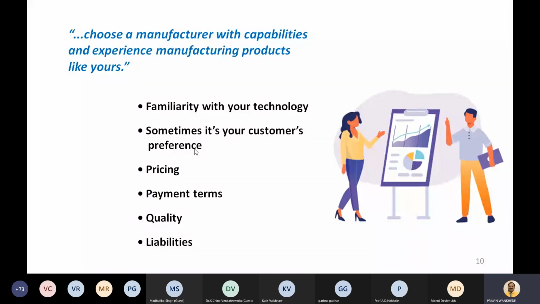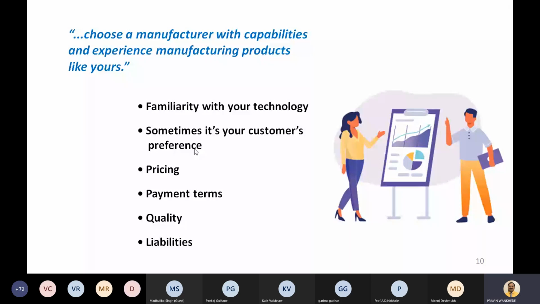Okay. So what I am talking about is that we should choose a manufacturer with the capabilities and experience of manufacturing the same type of product as ours. Why is this so? Because our manufacturer may be specialized in a particular manufacturing thing, correct?